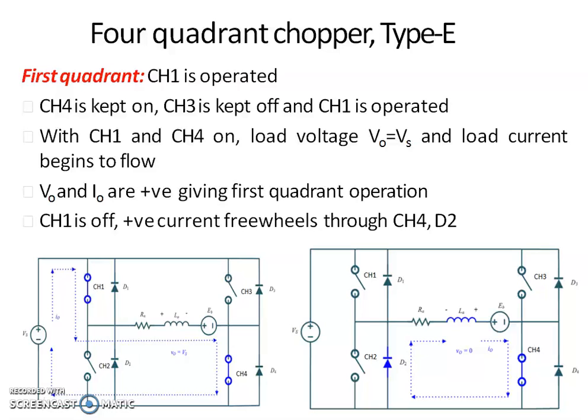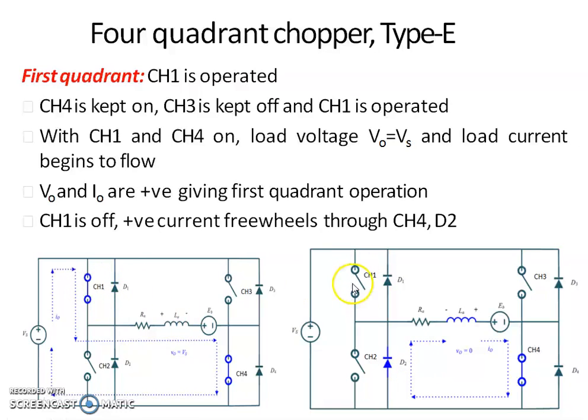Then current will flow through CH1, through the load and CH4 and back to the source. Thus we can obtain positive voltage and positive current through the load. Now we will turn off the switch CH1.